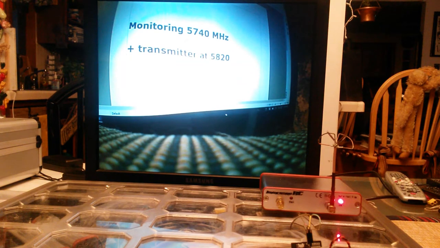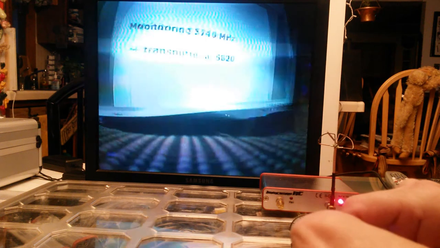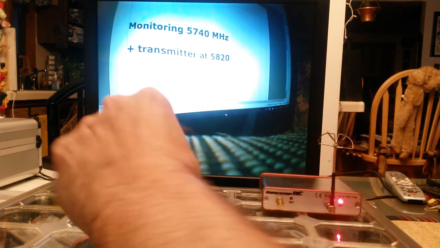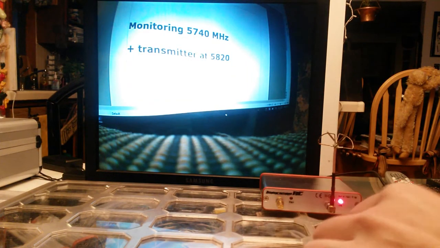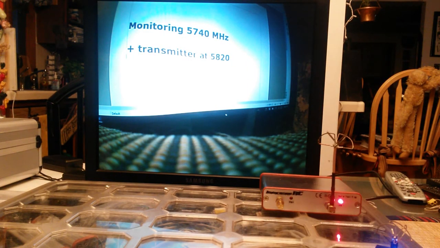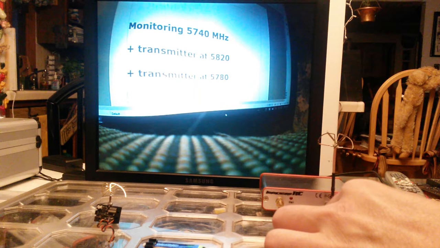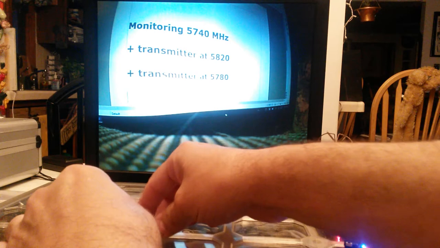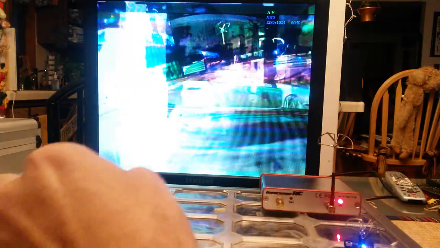So for our next test, we wanted to try three different Fat Shark frequencies. We're monitoring Fat Shark 1 at 5740, and we bring in one transmitter at Fat Shark 5 at 5820, and no big deal just between those two. Then if we add to the mix another transmitter at 5780, which is Fat Shark 3, then we get a whole lot of IMD interference.